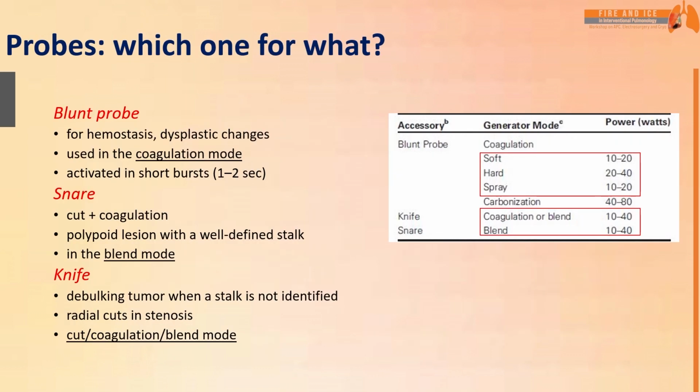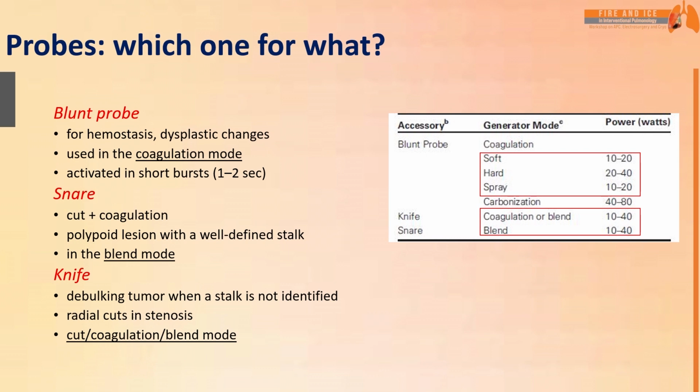So, which type of probe should you use for which purpose? We have 3 types of probes: blunt probes, snare, and knife. The blunt probe is used for surface hemostasis and for the management of dysplastic changes. It is used in coagulation mode with short electrical bursts of 1 to 2 seconds.